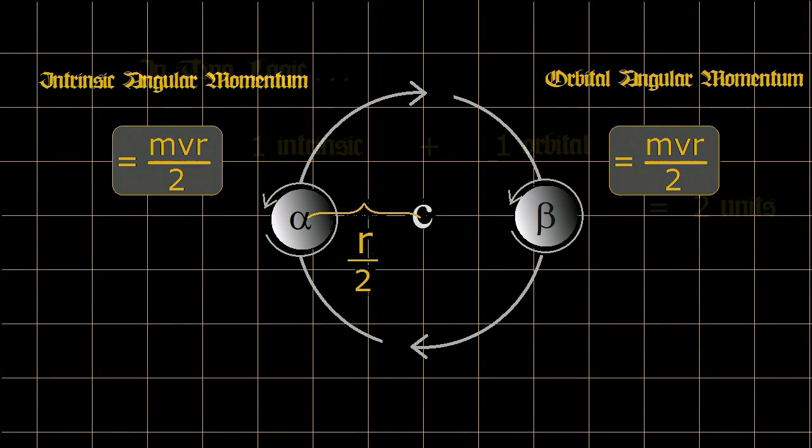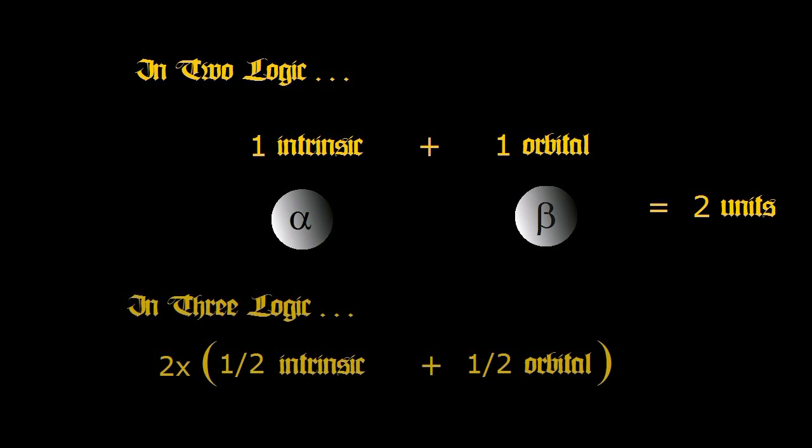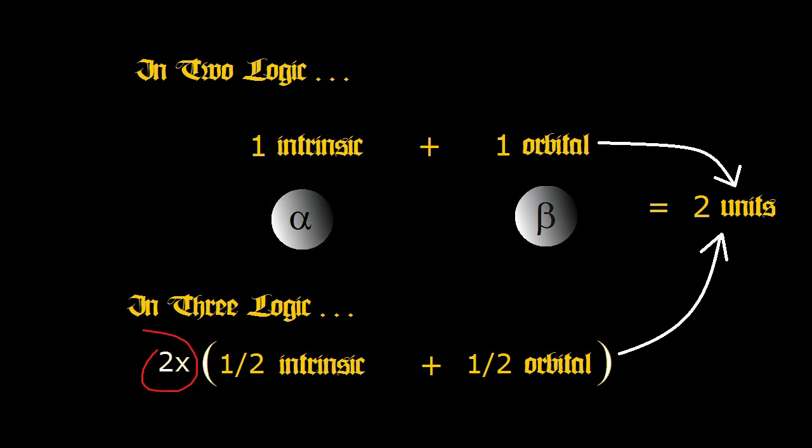In 2 logic, A and B split 2 units of angular momentum. One takes 1 unit of orbital and the other takes 1 unit of intrinsic. In 3 logic, A and B each take 1/2 unit of intrinsic angular momentum and 1/2 unit of orbital angular momentum.